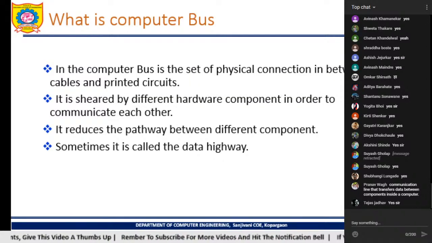So now what is a computer bus? Whatever we have explained up till now. In a computer, a bus is a set of physical connections between two circuits. It could be a printed circuit board, a hard disk, a floppy disk, a CD-ROM, anything. So it is a connection between cables of any two printed circuit boards. It could be a motherboard also. It is shared by different hardware components in order to communicate with each other. It reduces the pathway between different components. Sometimes it is also called a data highway.